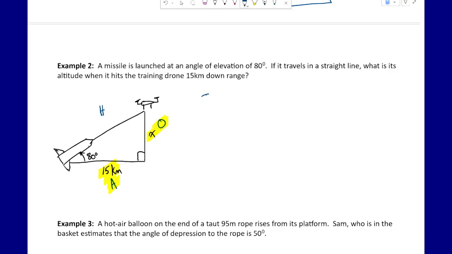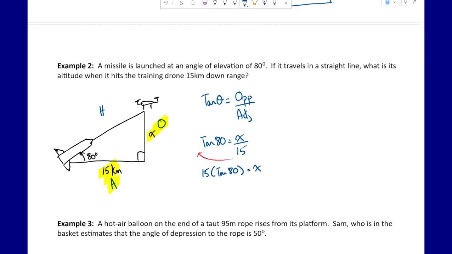And again, O and A refers to our tan ratio. So we're going to write out our tan ratio. Tan theta equals the opposite over adjacent. Very similar to the last example we just did. We're going to plug in information that we know. So tan of 80 is equal to an unknown value, x, divided by 15. Again, because the missing piece is on top, we bring the bottom up and we multiply. So we have 15 times tan 80 will equal our unknown height.